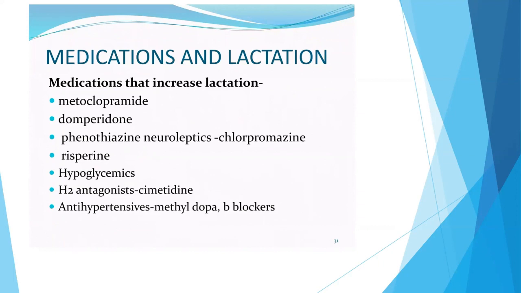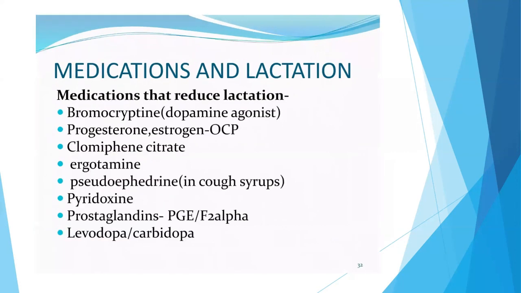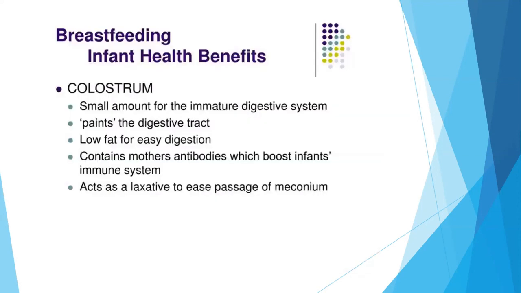Now this slide is very, very important. Very frequently after the examination, metoclopramide, domperidone, phenothiazine neuroleptics like chlorpromazine, risperidone, hypoglycemics, H2 antagonists like cimetidine, and antihypertensives like methyldopa and beta blockers reduce the lactation. The bromocriptine, progesterone, estrogen, clomiphene citrate, ergotamine, pseudoephedrine, pyridoxine, prostaglandins, or levodopa carbidopa also reduce it.